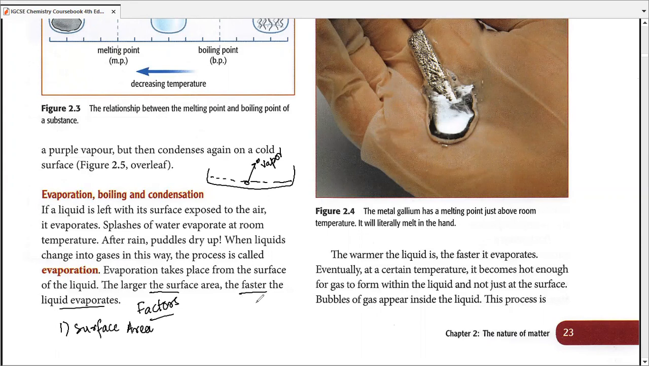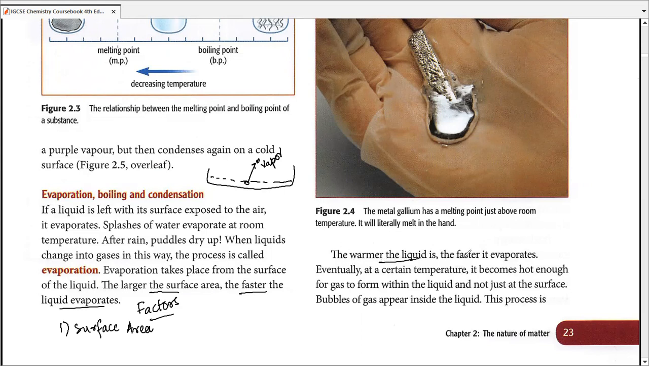And it's pretty simple. When you wash your clothes and you want to dry them, what do you do? You don't juggle them up into a ball and throw them somewhere. Instead, you try to spread them as much as you can so that they are easily dried up. Make sense? Yes, sir. So the larger the surface area, the easier it would be to evaporate, and the smaller the surface area, the slower will be the rate of evaporation.